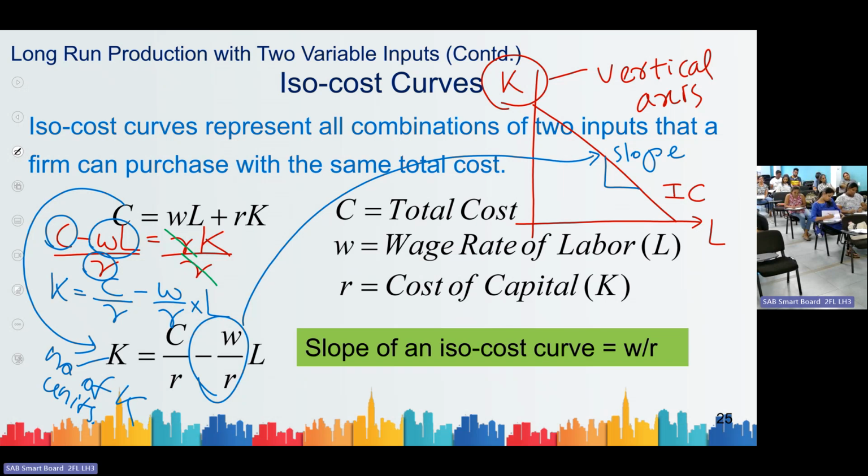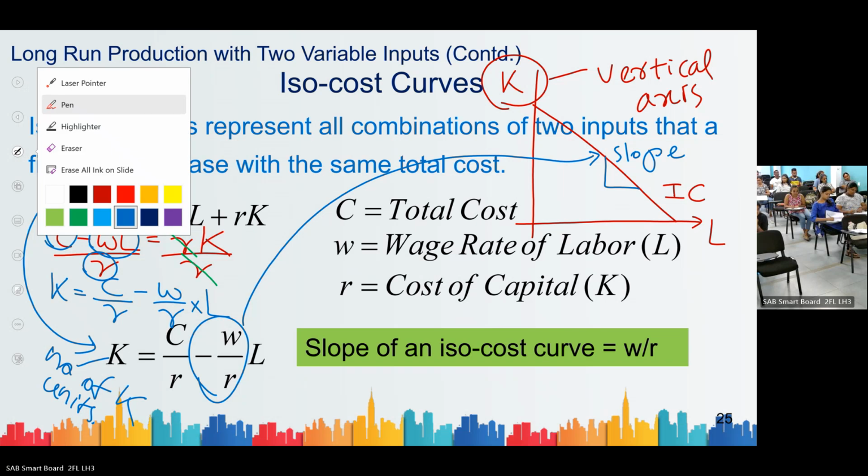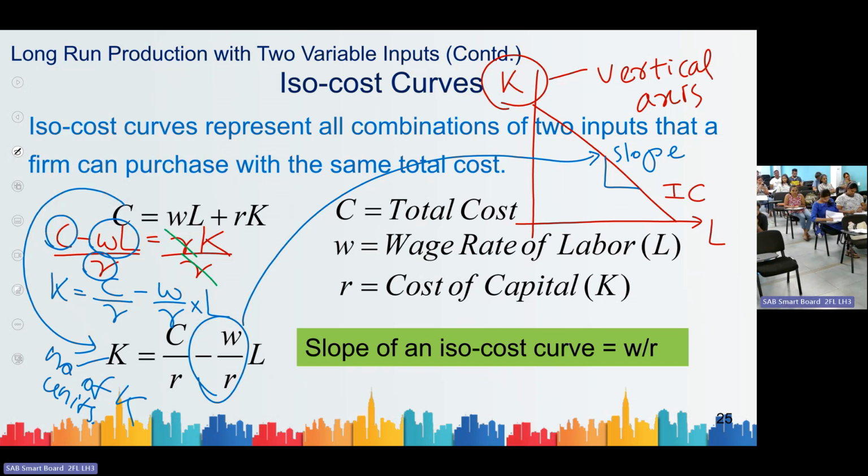It is minus because this curve is negatively sloped. That is the slope. And this C over R is the vertical intercept, the value at this point. The vertical intercept, or simply the intercept.